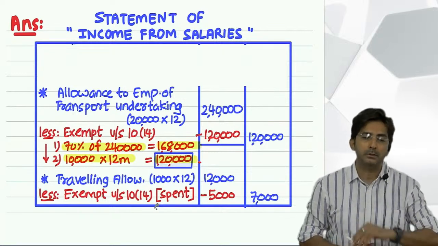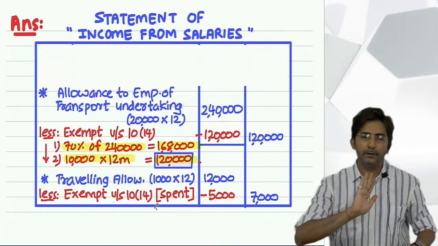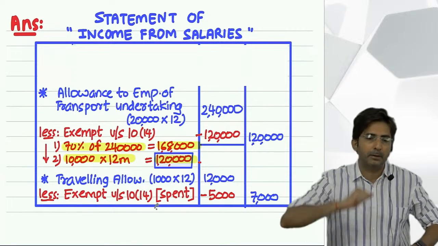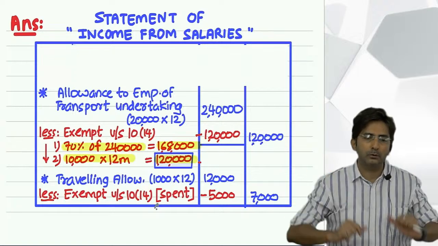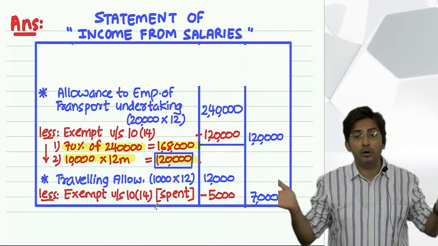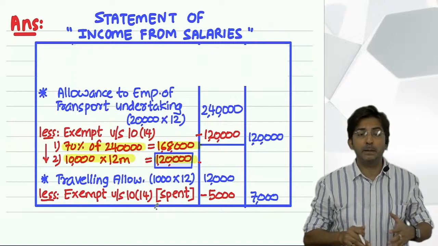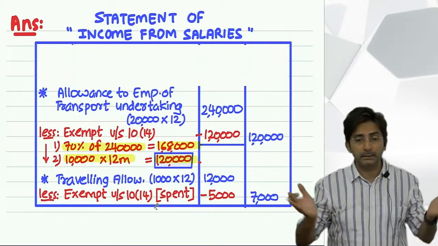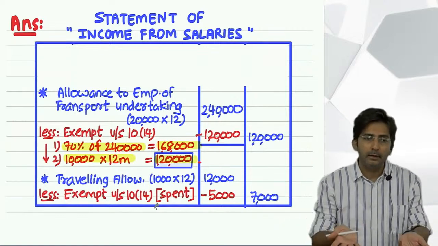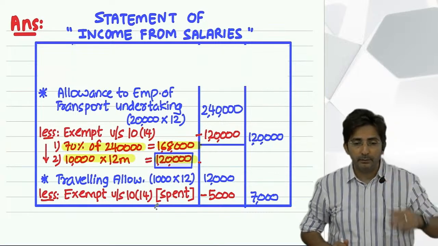What will you tell your boss? That sir, you gave me 1,000 every month for traveling purpose, and that came to 12,000. But this year I had to travel a lot for your office work. I had to spend 15,000. Give me 3,000 more. You will recover it, and no employee will leave it.